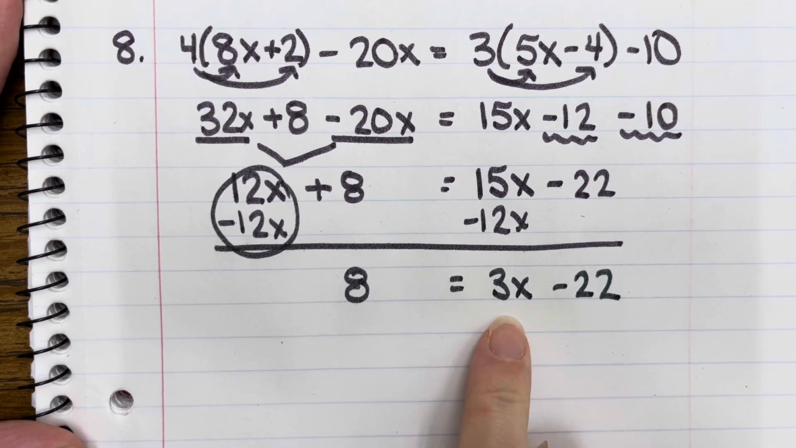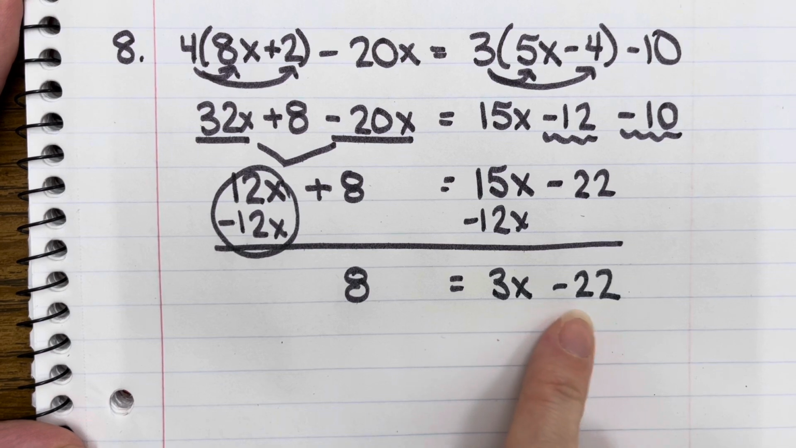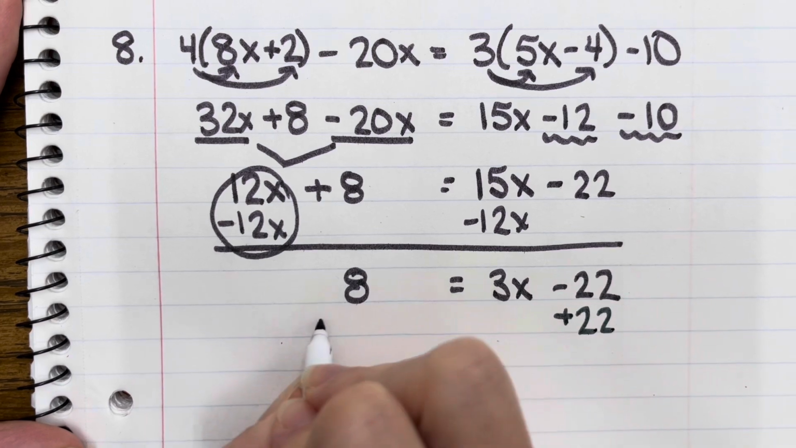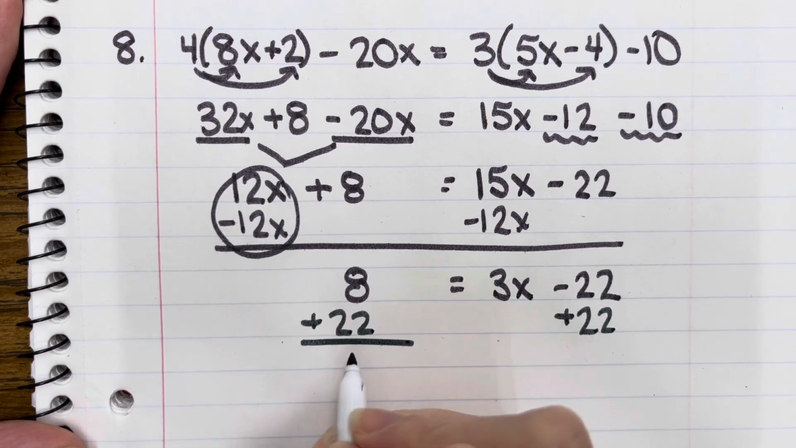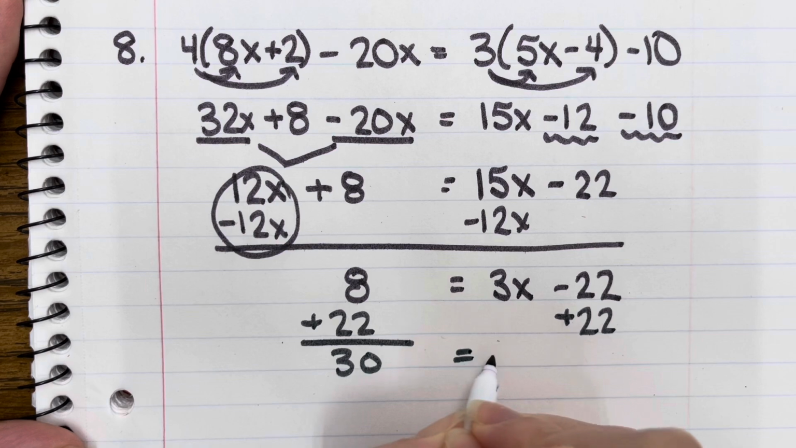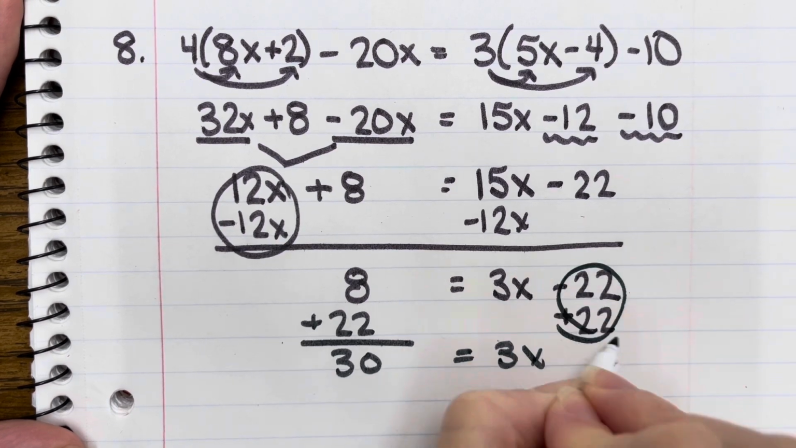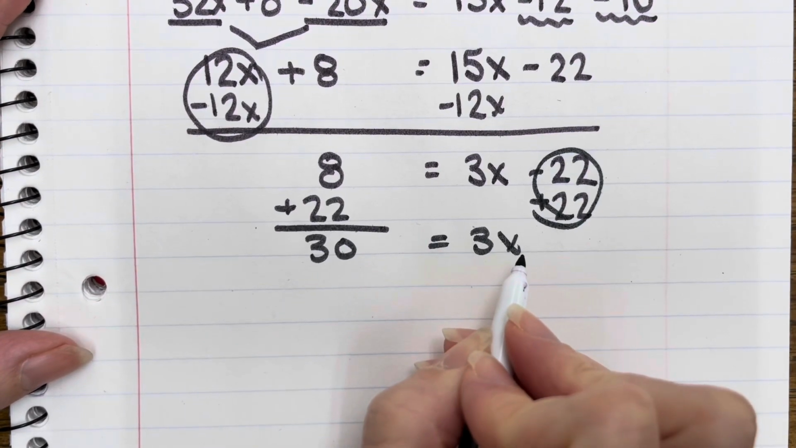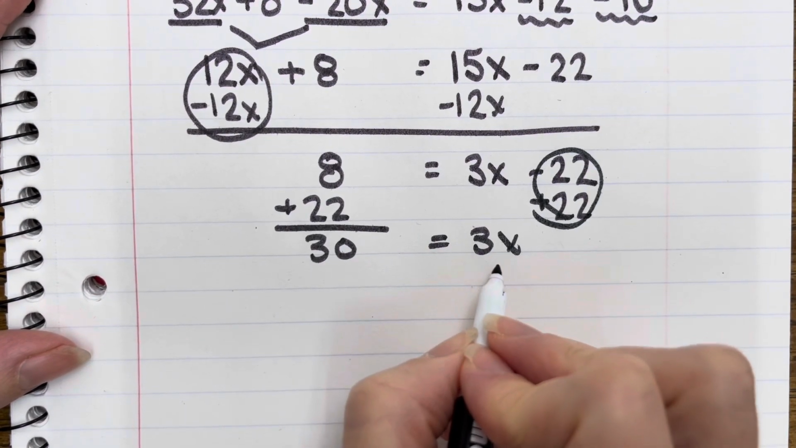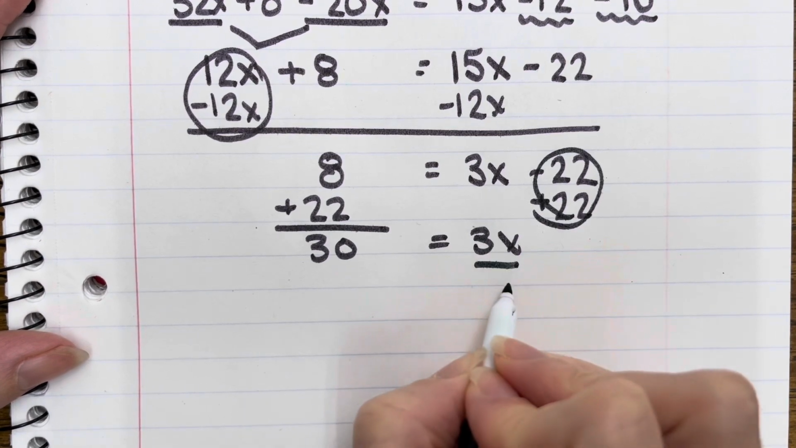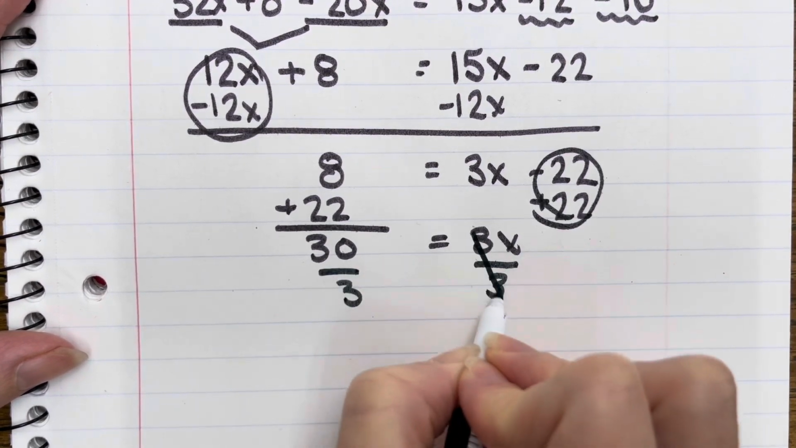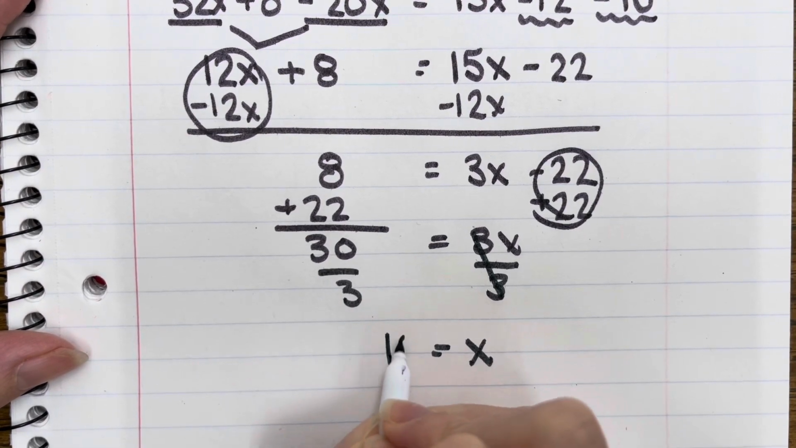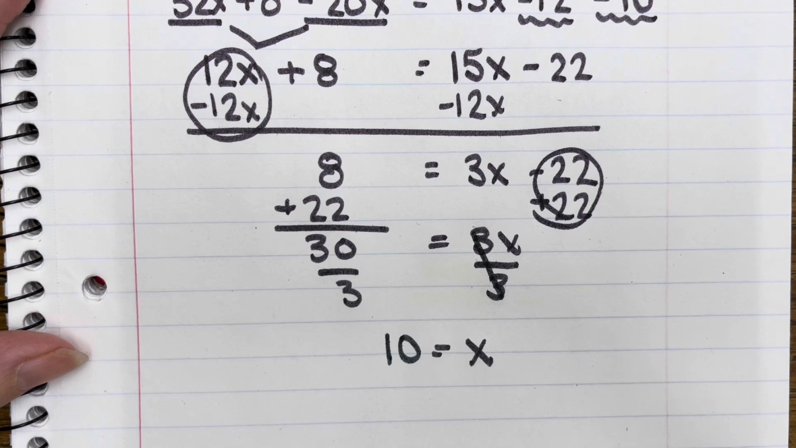All right, so we want to get the x's by itself. So let's get rid of this integer. So let's plus 22 on both sides. We get 30 equals 3x, because that's worth nothing. All right, so 30 equals 3 times a number. You could probably guess it from here, or you can do the inverse of multiplication and divide both sides by 3. So 1x is 10. So x is equal to 10.